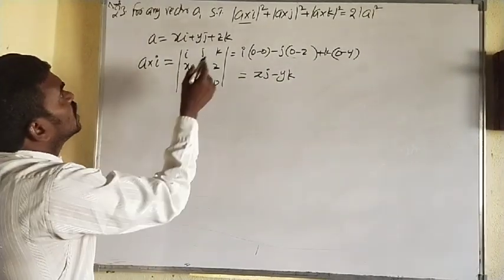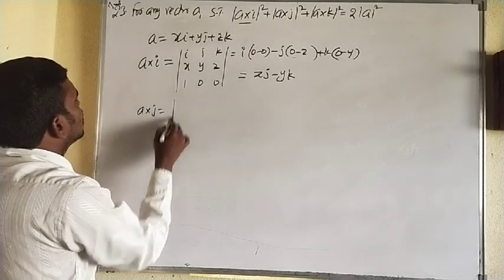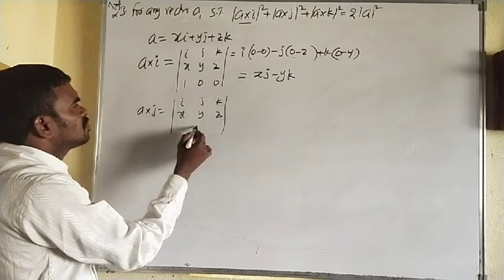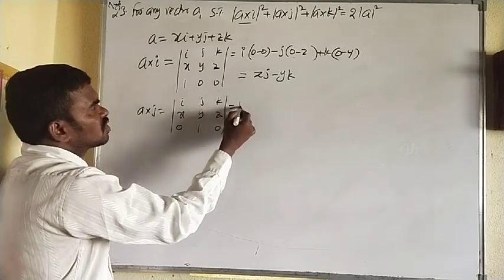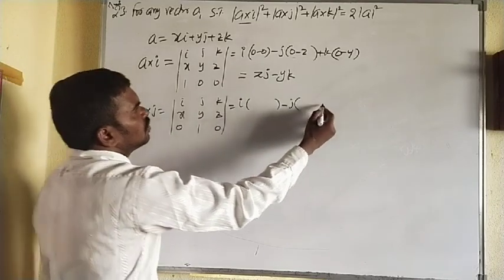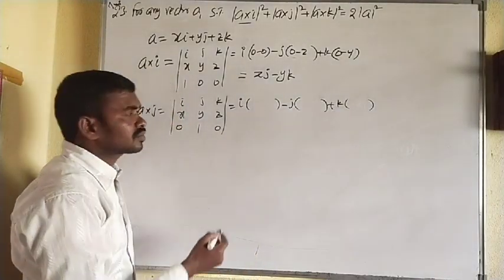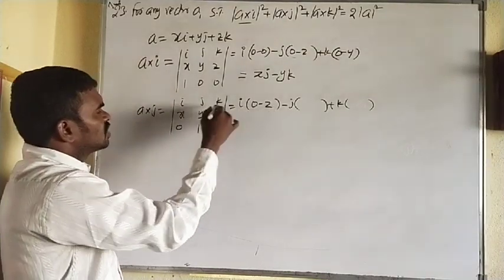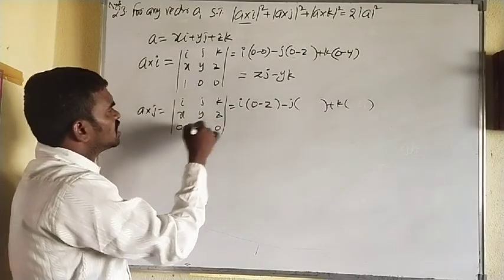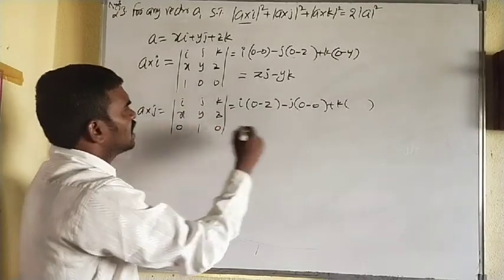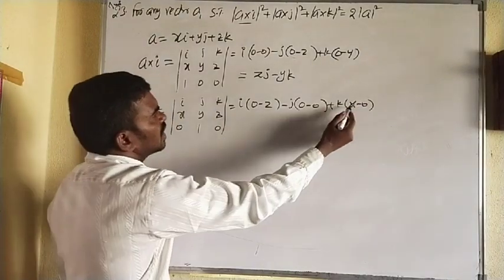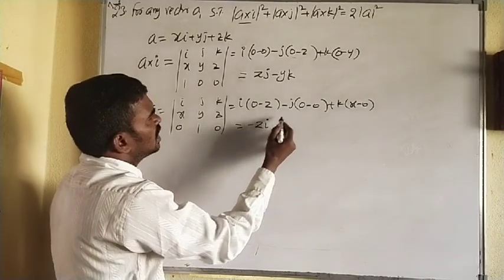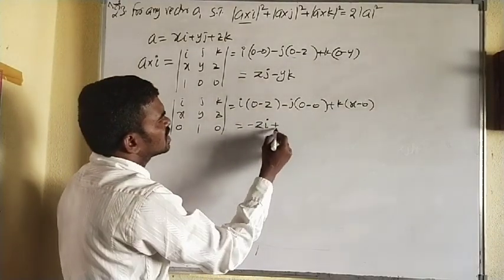Next, A cross j. A cross j equals the determinant with i, j, k, the A elements x, y, z, and j terms, only one remaining, the rest 0. So we get i into (y into 0 minus z), minus j into (x into 0 minus 0 into z), plus k into (x minus 0). So we get minus zi, and 0, and xk remaining, x into k.